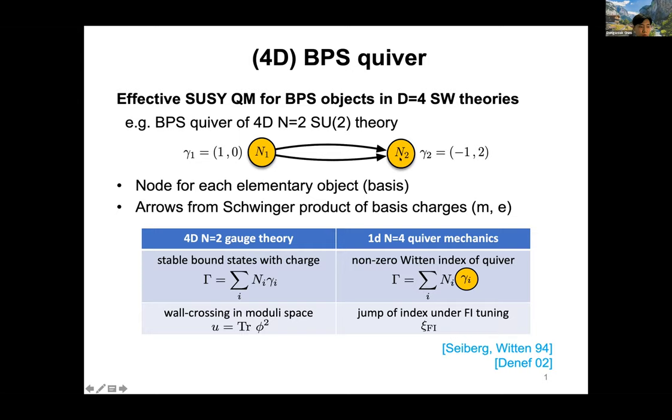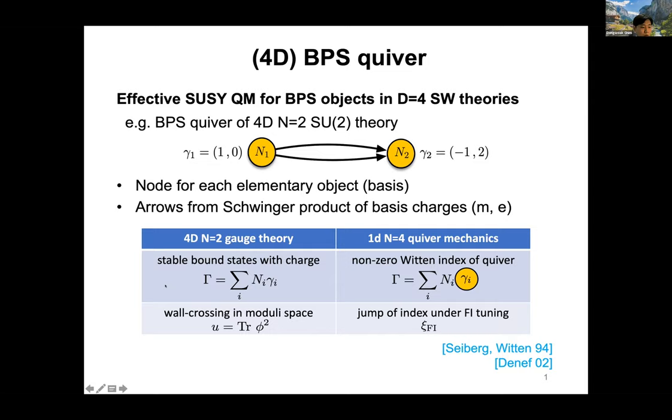And each node represents each elementary object in gauge theory, and the number of arrows between nodes is determined by the Schrödinger product between the charges this node represents. And the utility of this quiver gauge theory or quiver quantum mechanics appears because a stable bound state problem with given charge sector in 4D N=2 theory has a one-to-one map to 1D N=4 quiver quantum mechanics. If this quiver quantum mechanics shows a non-zero Witten index, it is known that the bound state in 4D is stable.